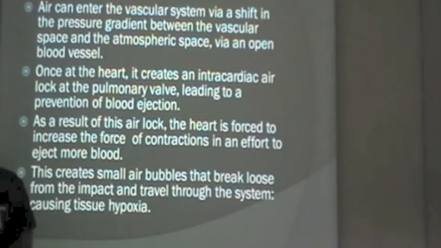Pathogenesis. Air can enter the vascular system via a shift in the pressure gradient. Once at the heart, it creates an intracardiac airlock at the pulmonary valve, leading to a prevention of blood ejection. This airlock then forces the heart to increase the force of contractions in an effort to eject more blood. This then creates small air bubbles that break loose from the impact and travel through the system.